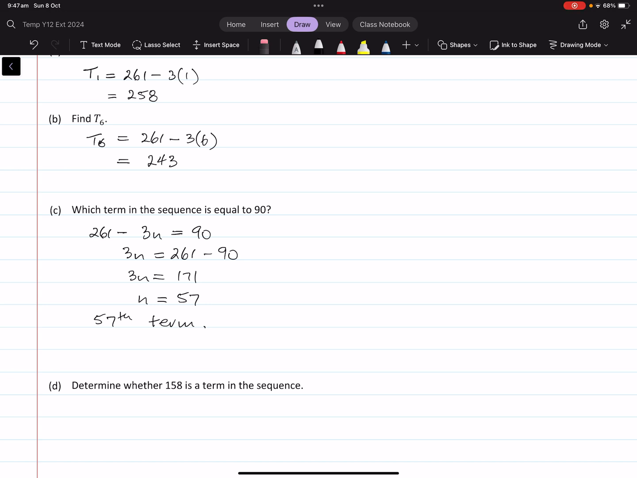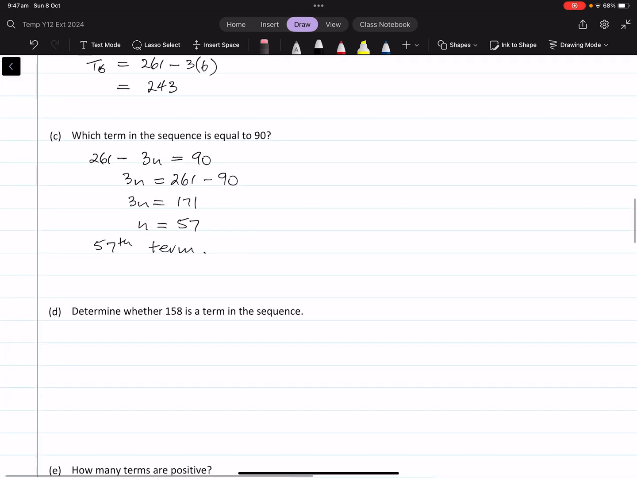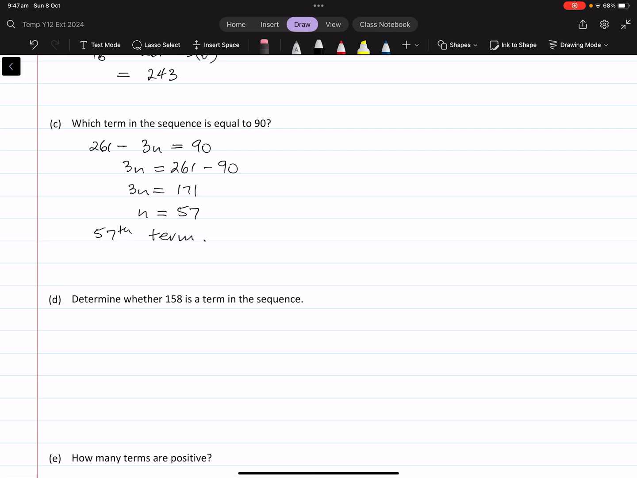You'd have to go along to the 57th number in that sequence to hit the point where the term is equal to 90. Now, to determine whether or not 158 is a term in the sequence, we get the formula for the nth term. The formula for the nth term was equal to 261 minus 3n. What we're going to do is put 261 minus 3n equal to 158 and see what term number it comes out to be, solving it the same way as we did in the last question.